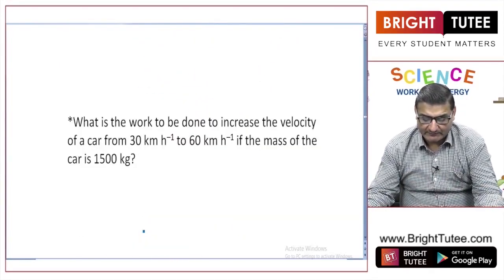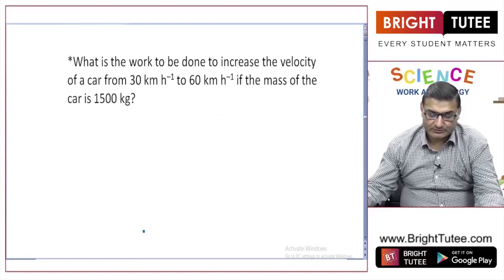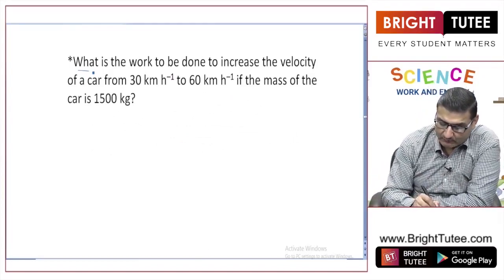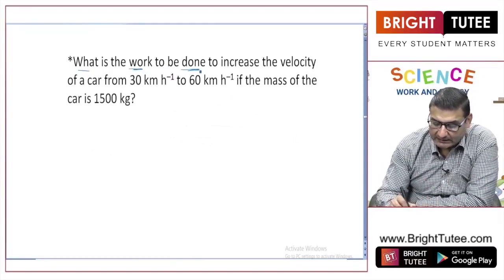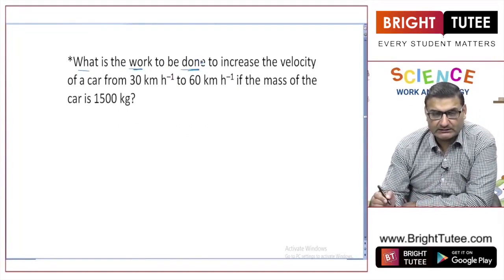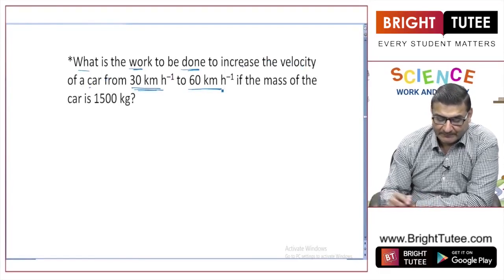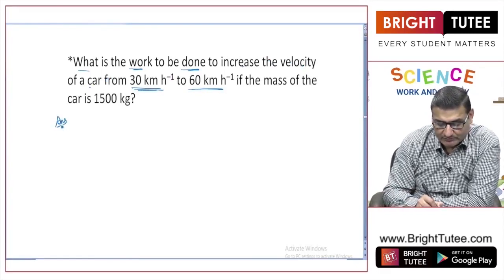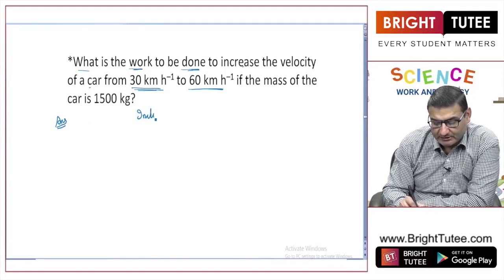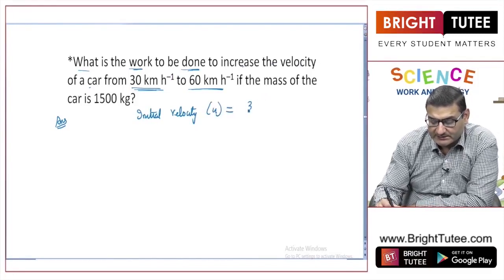Let us see one more question. Now in this question what is being asked to us is, what is the work done to increase the velocity of a car from 30 km per hour to 60 km per hour? What is given to us in the question is the initial velocity of the car, which is represented by small u. This is 30 km per hour.